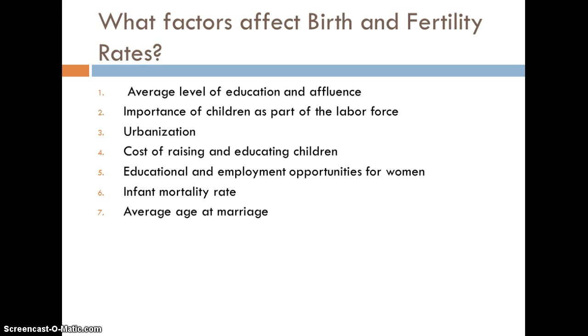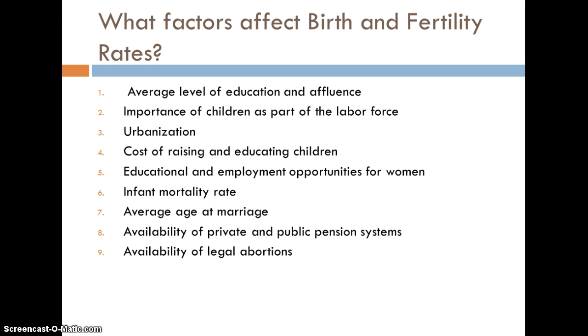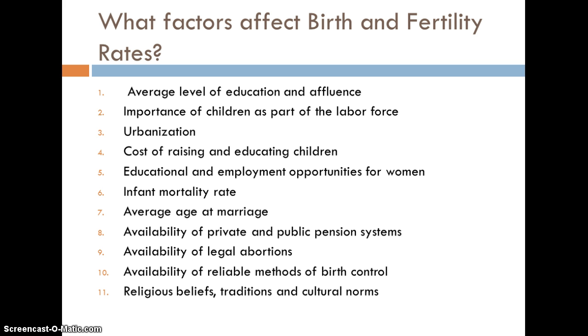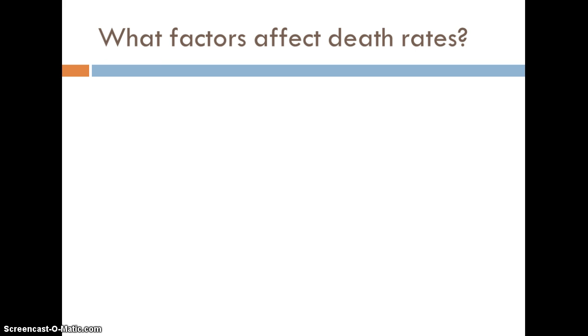Average age of marriage can affect fertility rates. If women are getting married at a later age, then they're going to have children later and have fewer children. We talked a little bit about Social Security and how you need a workforce to support those that are retired, but also if your employer has a pension system or a retirement system. Availability of legal abortions can affect birth and fertility rates, and reliable methods of birth control. And with that comes family planning and education of birth control. Religious beliefs, traditions, and culture affect the number of births a woman has.